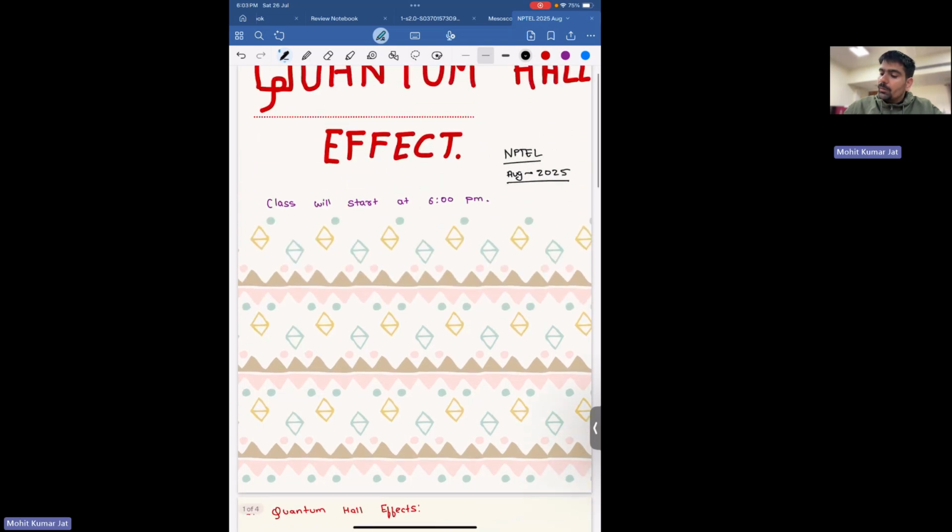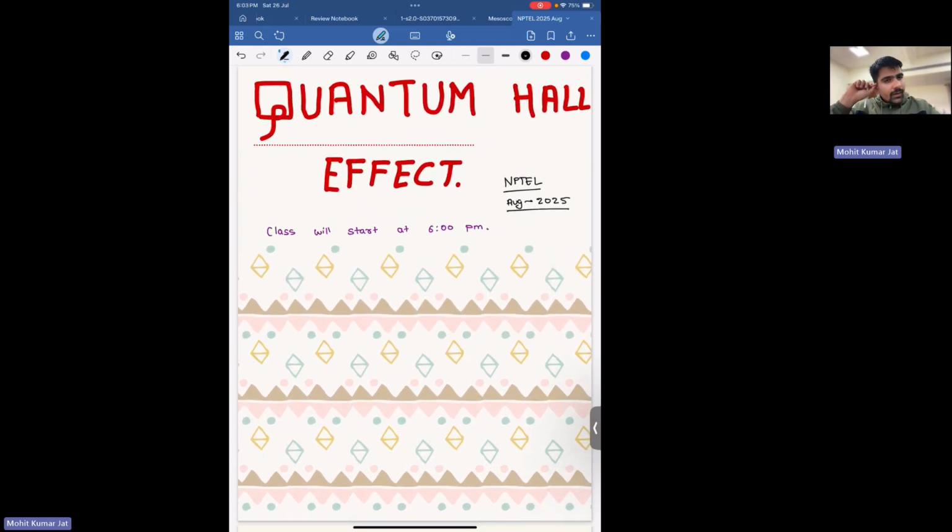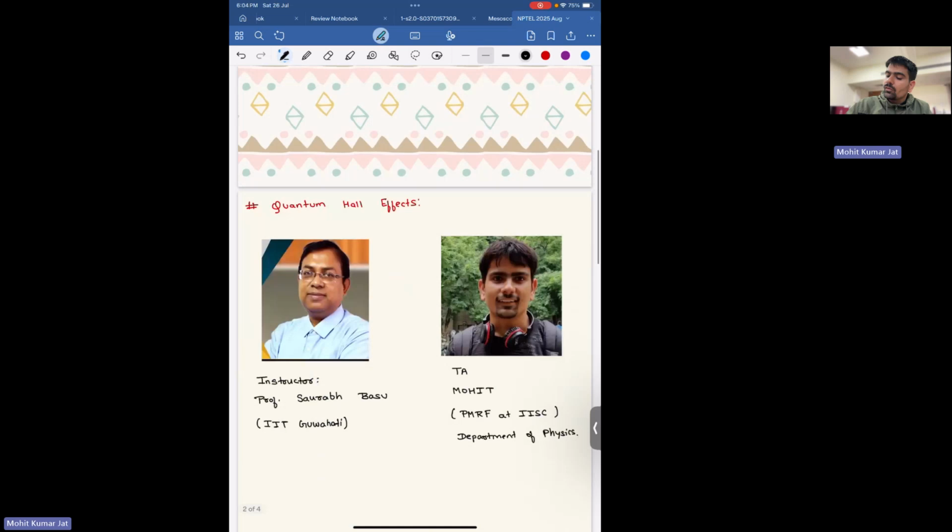So I'll be talking about the quantum Hall effect and the chapters which we'll be covering in this coursework. Then I will go on talking about the basic prerequisites for this course, and I'll solve a few problems and we'll talk about how this quantum Hall is different from the classical Hall and why it is important to study these kinds of phenomena in condensed matter. Having said that, I'll start with my introduction and this course introduction.